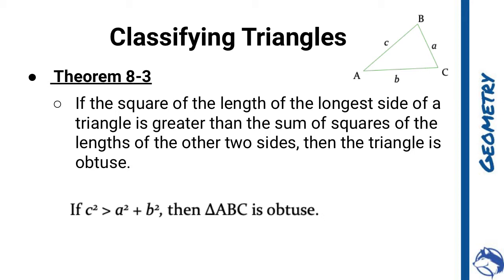If the square of the length of the longest side of a triangle is greater than the sum of the squares of the lengths of the other two sides, then the triangle is obtuse. What that's saying is, if the longest side, the one that would be opposite a right angle, squared is bigger than the other two, then we have to have an obtuse triangle. And remember, obtuse is greater than 90 degrees.